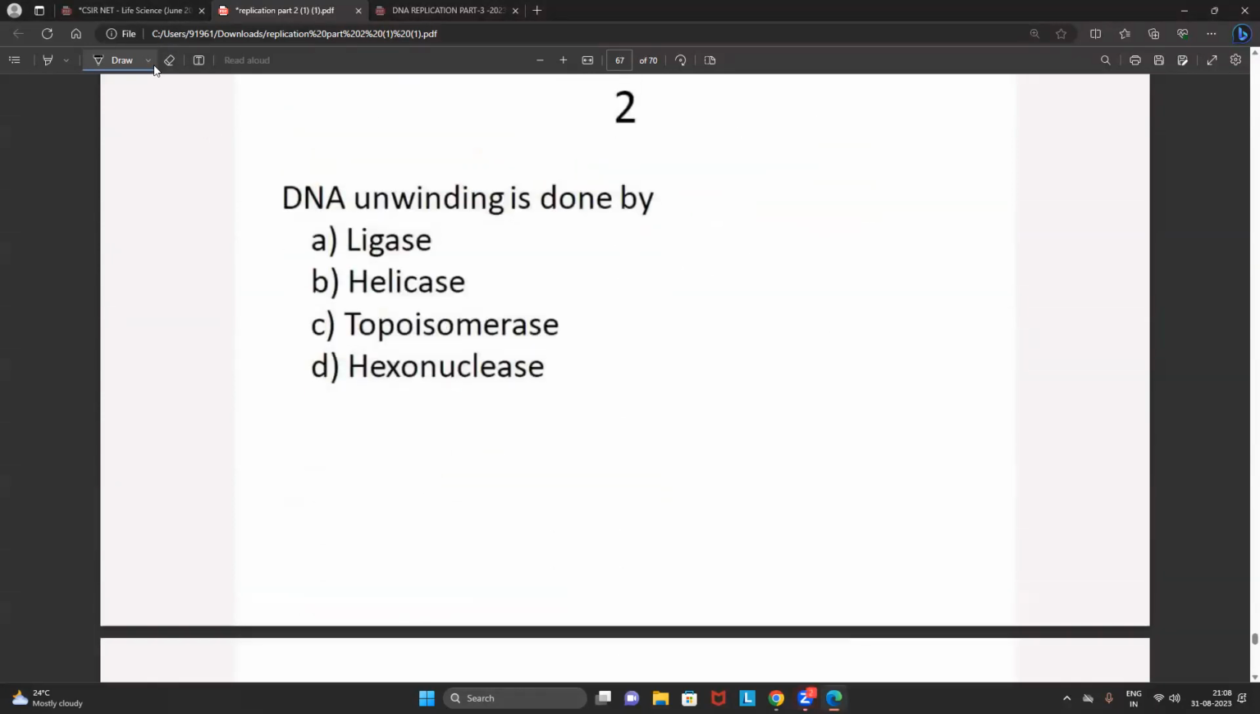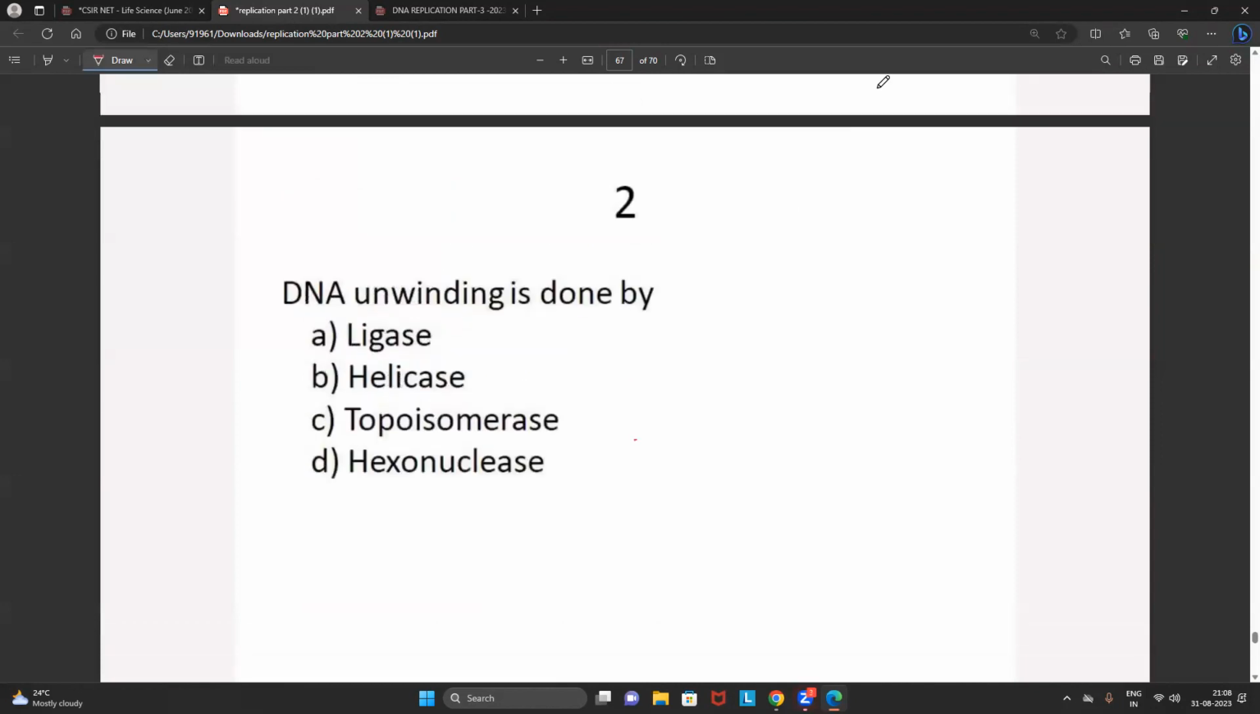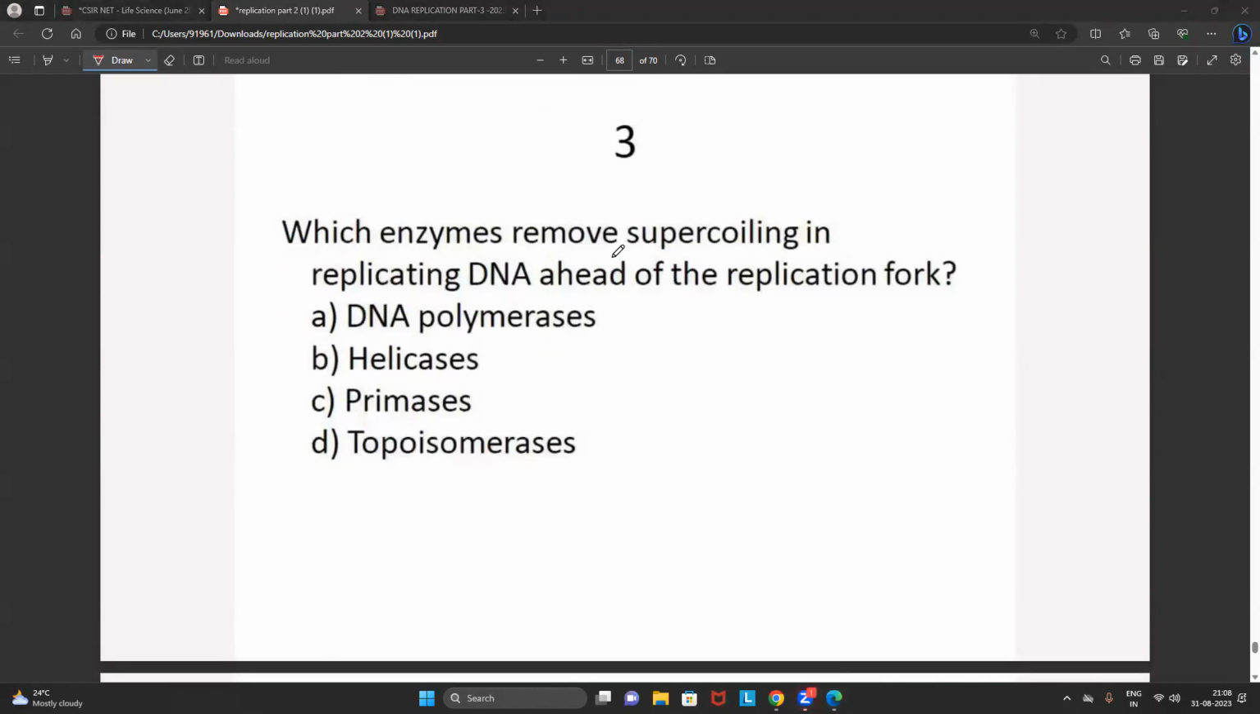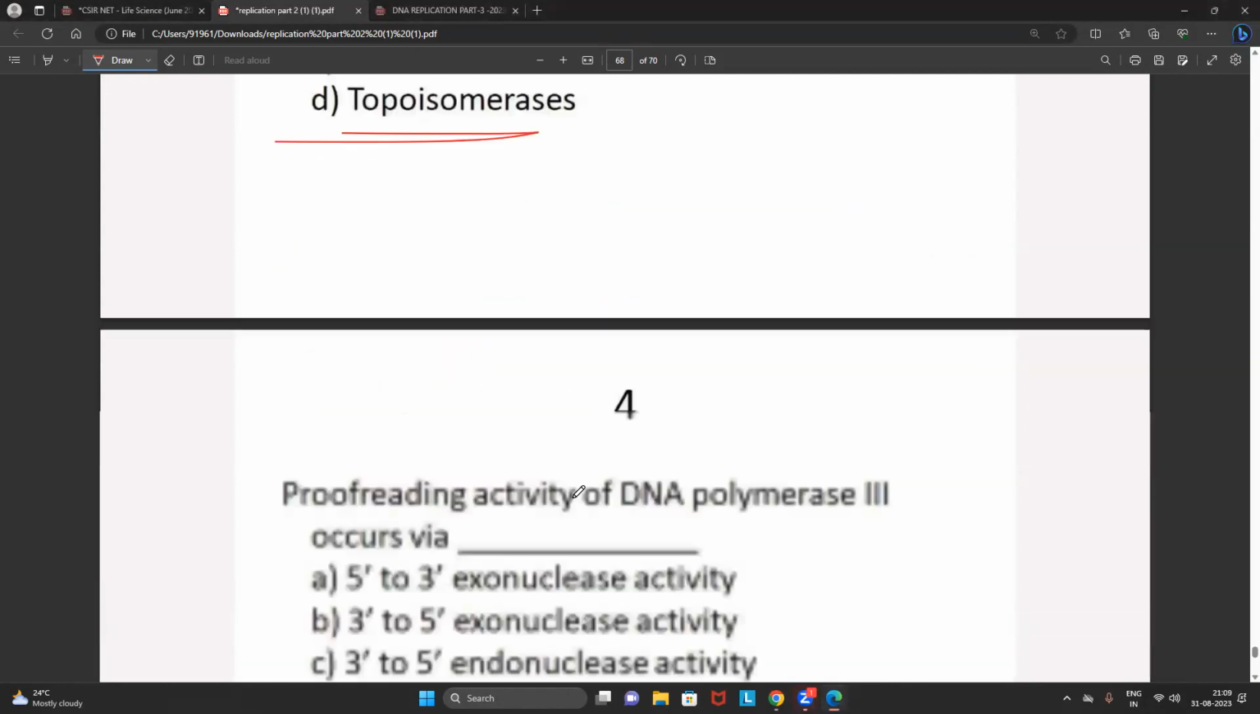Okay, DNA unwinding is done by? Everyone knows that they're asking about unwinding. Unwinding can be done by helicase. Okay, now which enzymes remove the supercoiling in replicating DNA ahead of the replication fork? We can call it topoisomerase, but mostly we call it gyrase only. You can call it topoisomerase in prokaryotes also, but it is widely called gyrase.